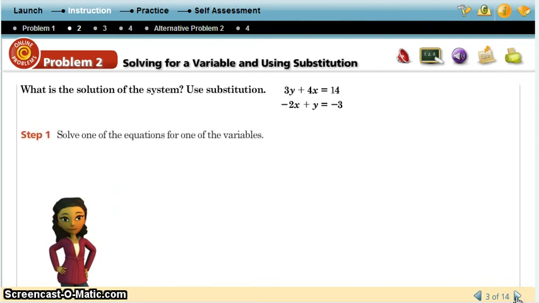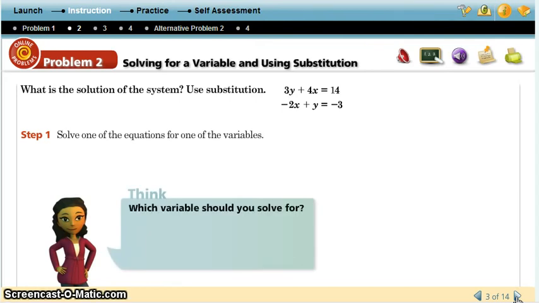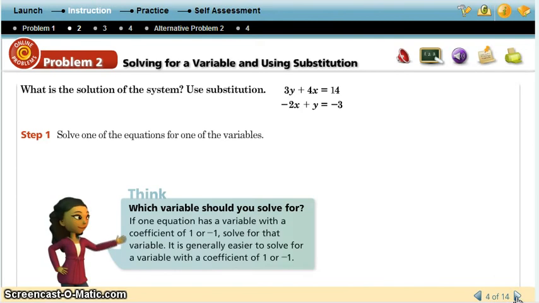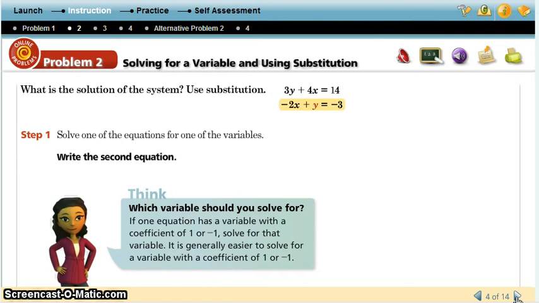Step 1. Solve one of the equations for one of the variables. Which variable should you solve for? If one equation has a variable with a coefficient of 1 or -1, solve for that variable. It is generally easier to solve for a variable with a coefficient of 1 or -1. Write the second equation.